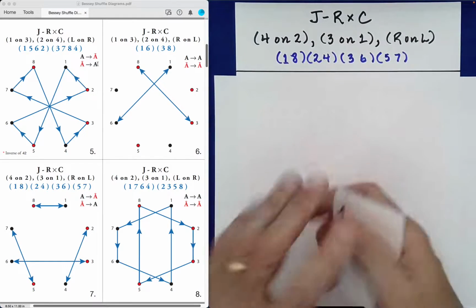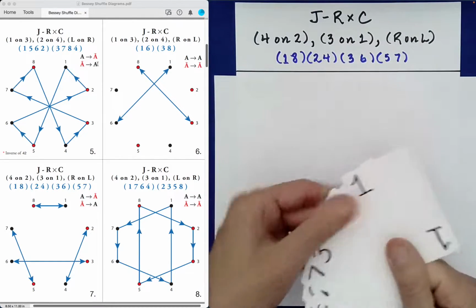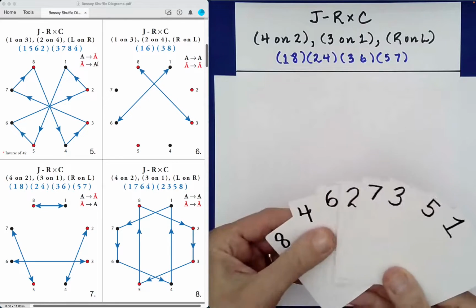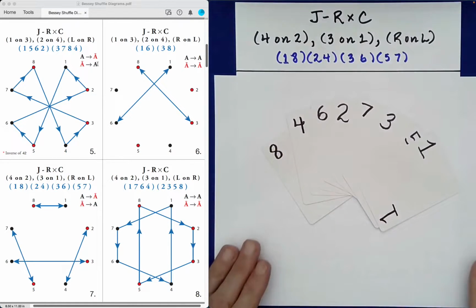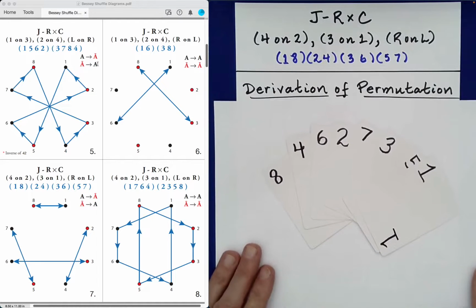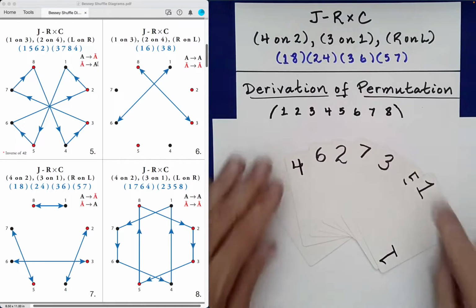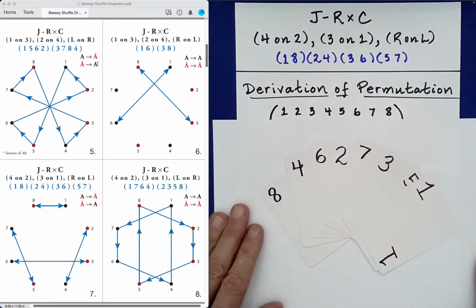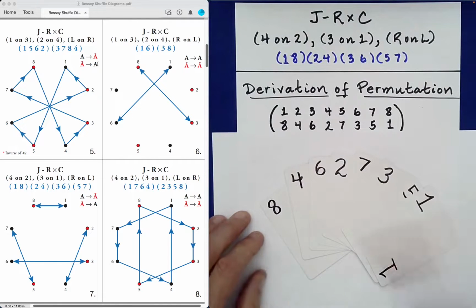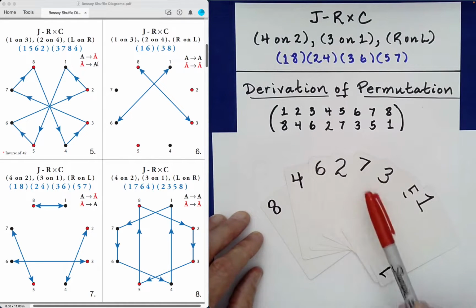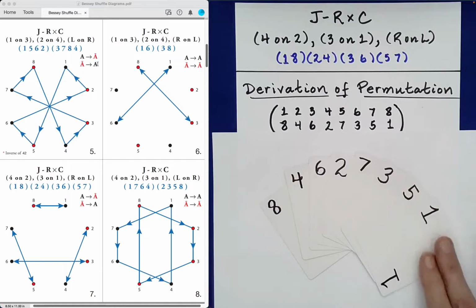Okay. So what does that give us? What's the new ordering of the cards? Okay, well, this is what we get. So let's just check that that's what I got here on my piece of paper. We started with 1 through 8. We performed the shuffle, and we got the new ordering 8, 4, 6, 2, 7, 3, 5, 1. And that's what we got.